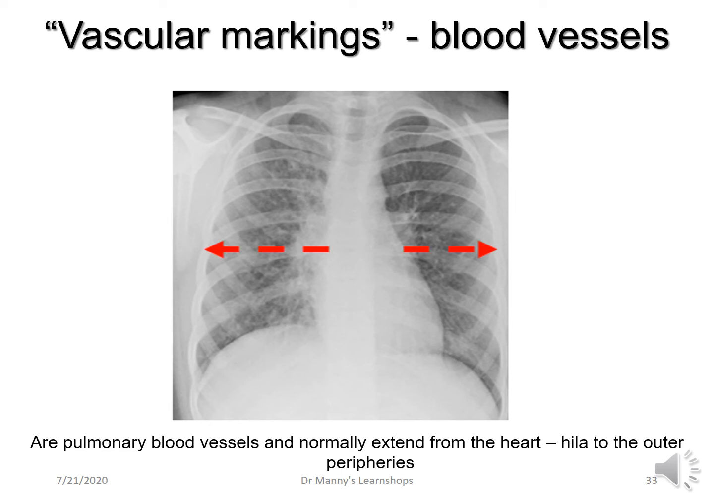So the pulmonary blood vessels normally extend from the heart, which is the hilar, which basically means where things go in and out, such as the blood vessels, the nerves, they could be arteries, veins, they could be lymphatics. So the hilar to the outer peripheries. You should see the blood vessels going all the way out to the bony structure.